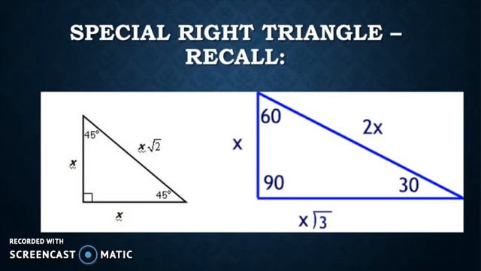Here you got a 30, 60, 90. The hypotenuse is twice the short leg. The long leg is the square root of 3 times the short leg.